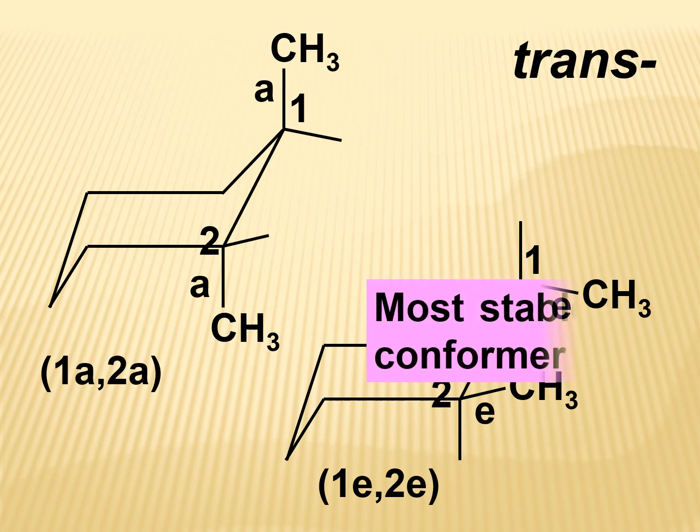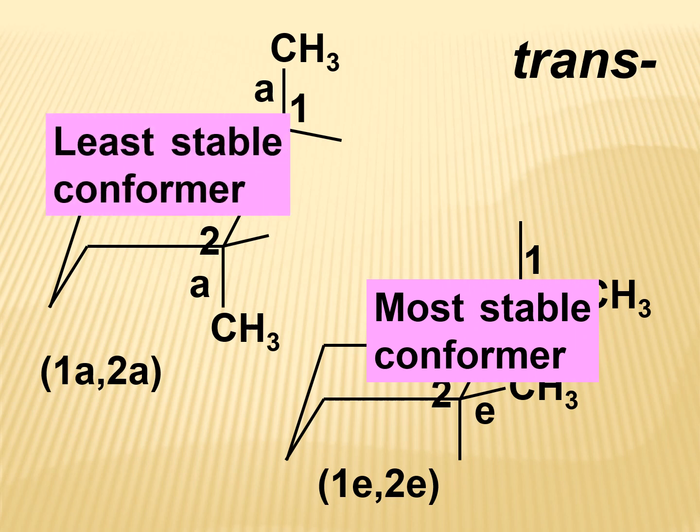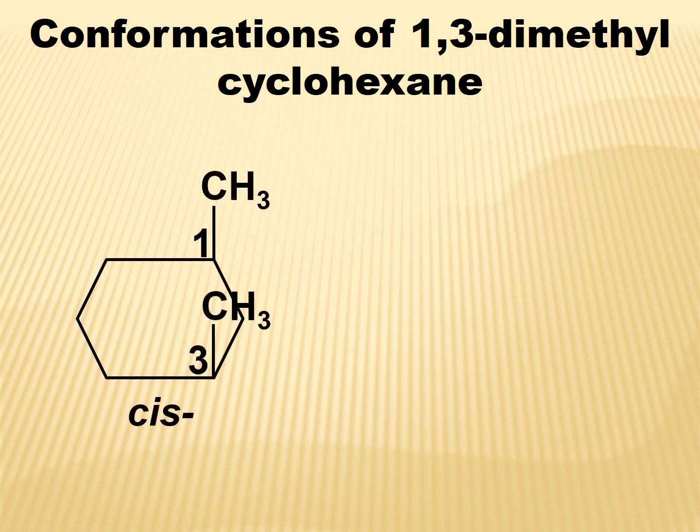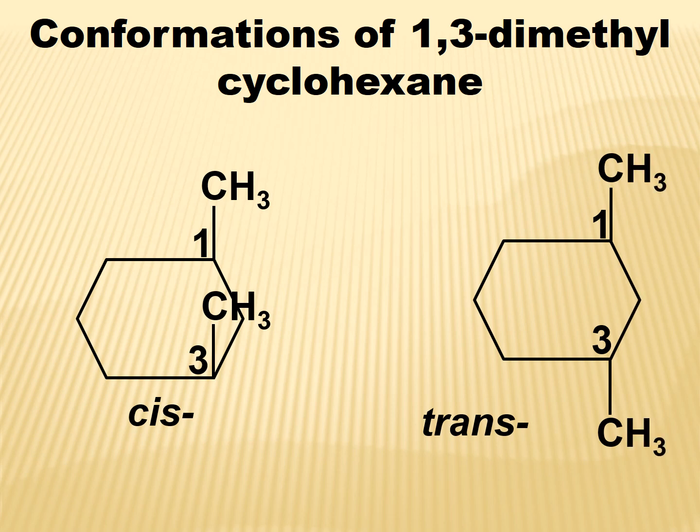This one will have the most stability, and this one will have the least stability. So in case of trans 1,2-dimethyl cyclohexanes, the 1A2A has least stability, 1E2E has maximum stability. Now, in case of 1,3-dimethyl cyclohexane, again there are two isomers, cis and trans. The positions are different. In this we will see cis and trans separately.